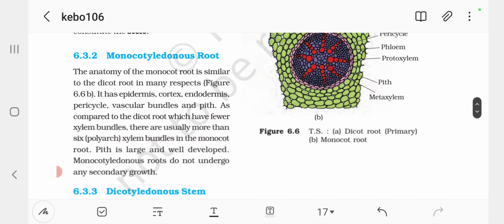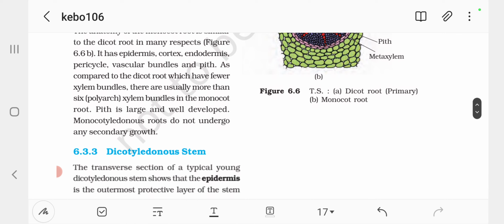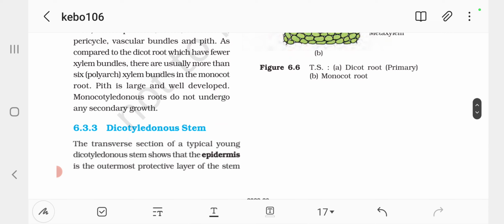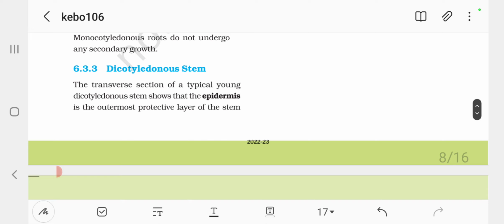6.3.2 Monocotyledonous root. The anatomy of monocot root is similar to the dicot root in many respects. It has epidermis, cortex, endodermis, pericycle, vascular bundles, and a pith. As compared to the dicot root, which has fewer xylem bundles, there are usually more than six polyarch xylem bundles in the monocot root. Pith is large and well developed. Monocotyledonous roots do not undergo any secondary growth. 6.3.3 Dicotyledonous stem.